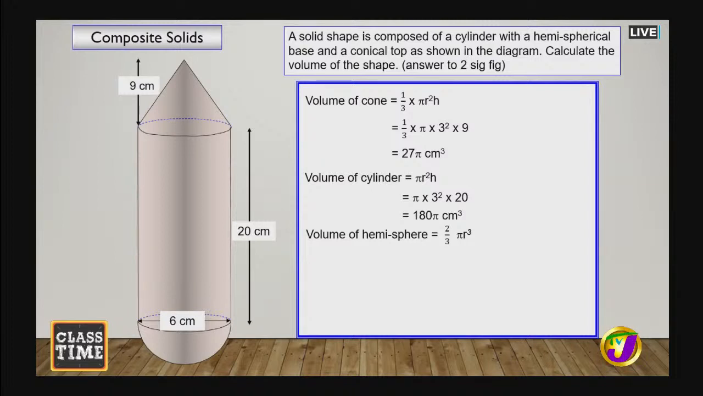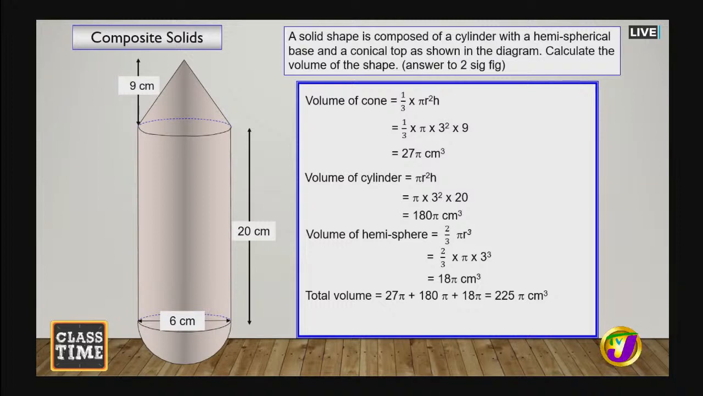So substituting 3 again for our radius in our formula, we would get the volume of the hemisphere to be 18 pi cubic centimeters. And we want the total volume, so we would add in this case because these regions are added together and not being removed from each other as in the previous case.